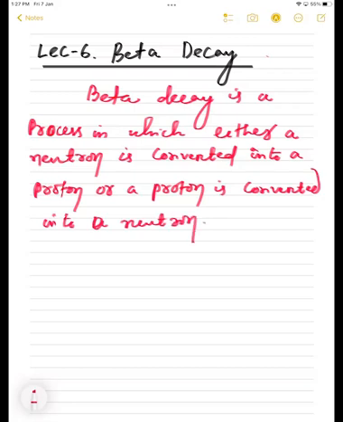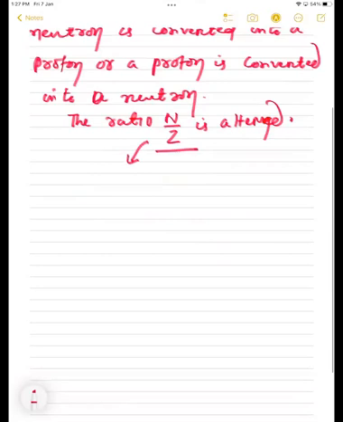That means, students, the n by z ratio is altered in beta decay. What is meant by n by z ratio? The ratio n by z is altered because the number of neutrons and protons is changing. N by z ratio means neutron proton ratio, or we can also say nuclear ratio. Sometimes you will get this as nuclear ratio, and that is also known as neutron proton ratio.